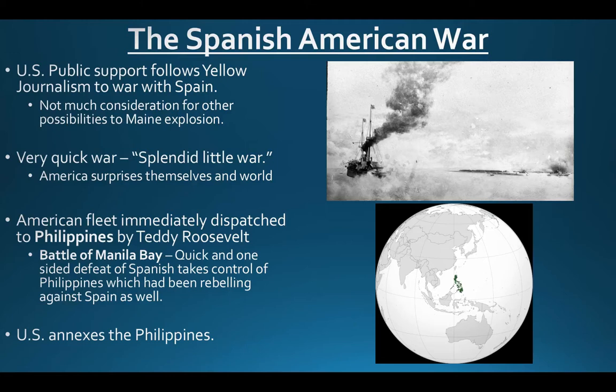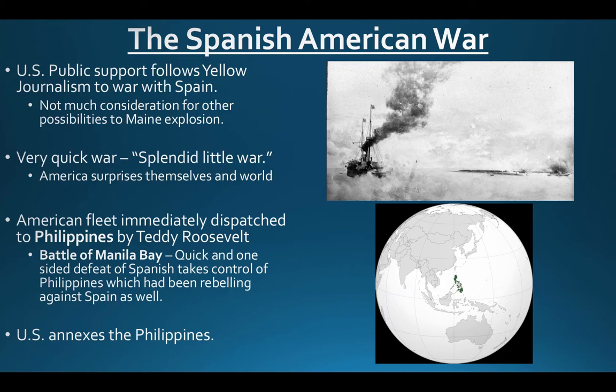So as we know, the U.S. public support is going to follow that yellow journalism, and the politicians are going to more or less feel trapped, and we are going to end up at war with Spain. But that's not to say that there weren't politicians that were looking to exploit this crisis as well, right? And ultimately, not much consideration for the other possibilities we just talked about was given, right? So we get the Spanish-American War, we get a declaration of war against Spain, right?